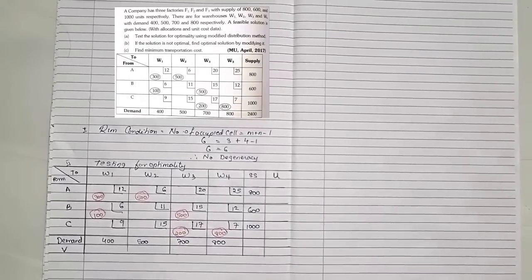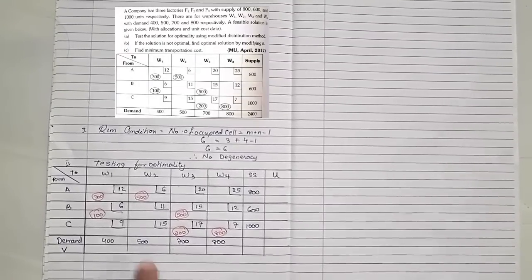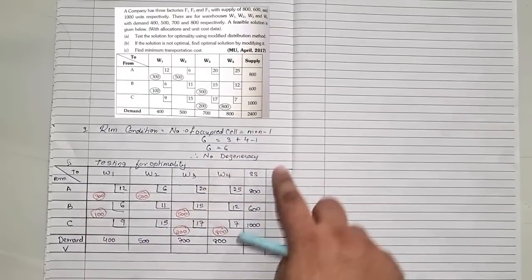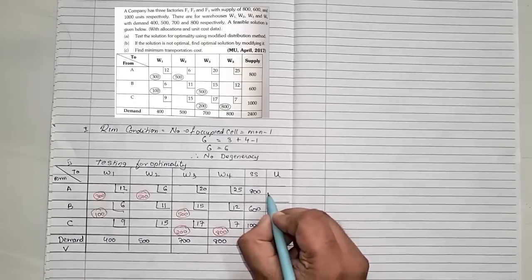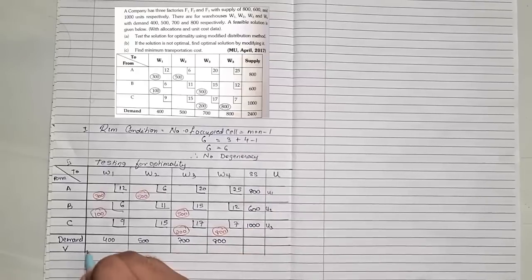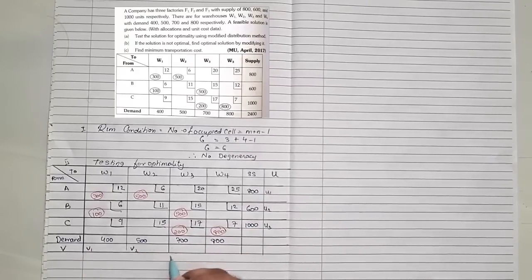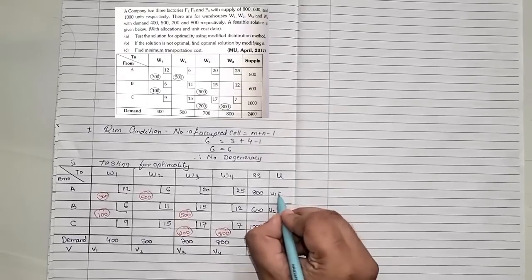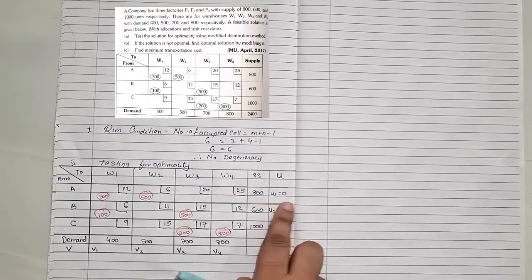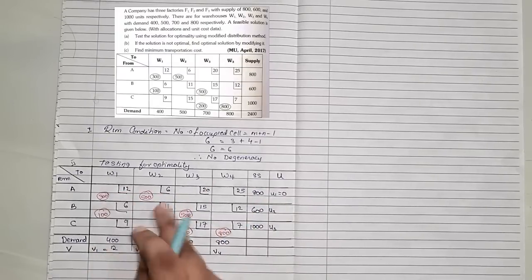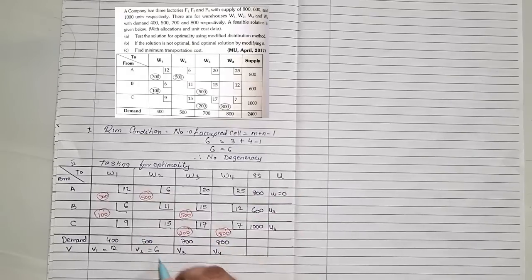Now the very first thing that we need to find is, we already did the rim condition, so there's no degeneracy. So now we need to find the values of U and V. That will be U1, U2, U3 we need to find, and here V1, V2, V3 and V4. U1 will always be 0. So using the U1 value, I can find V1 and V2. 12 minus 0 is 12. 6 minus 0 is 6.